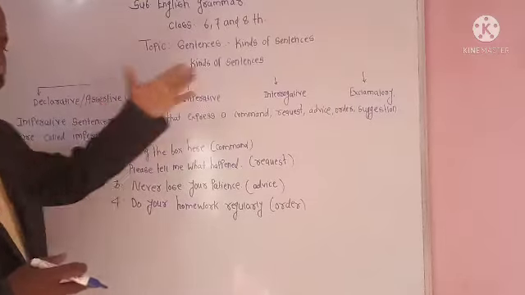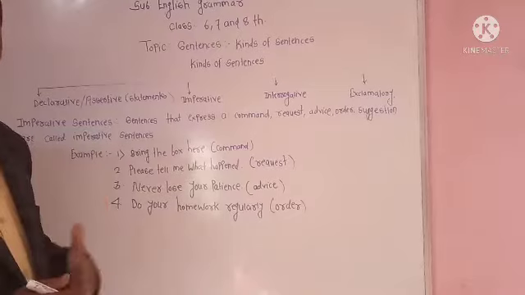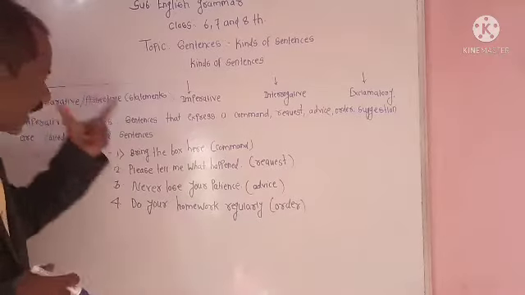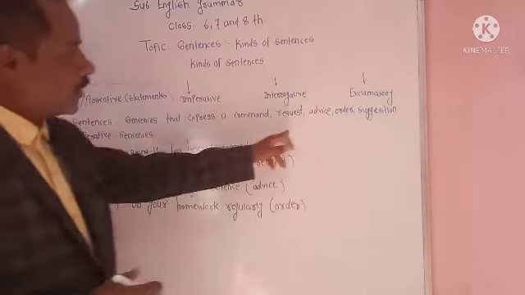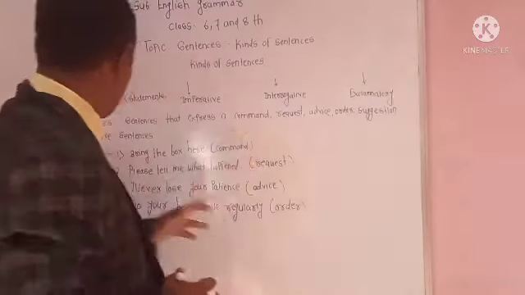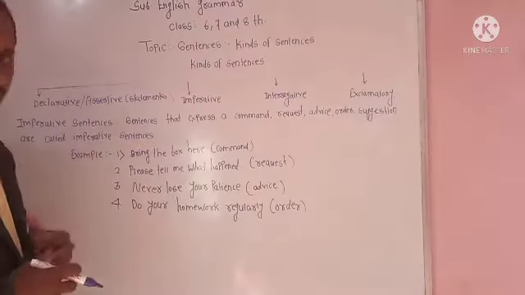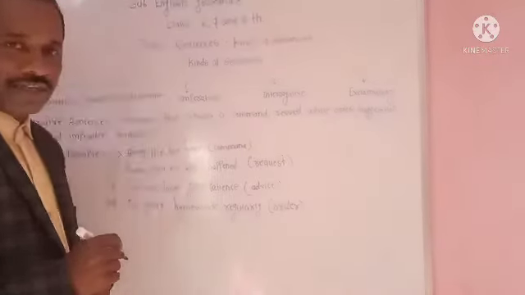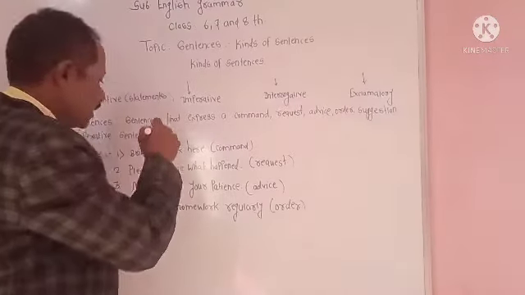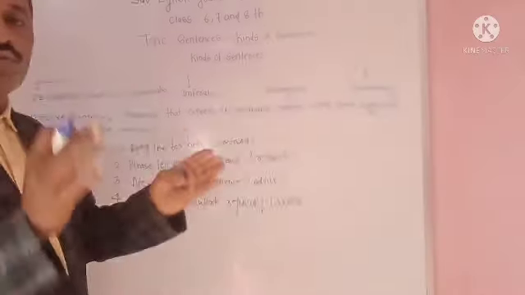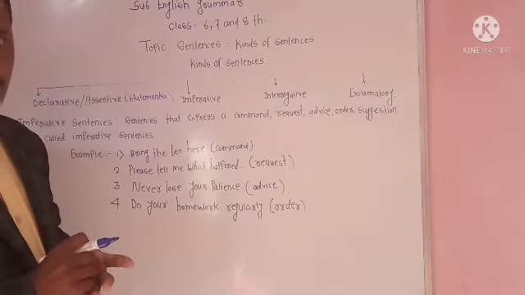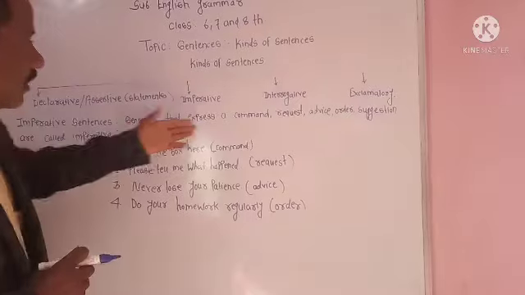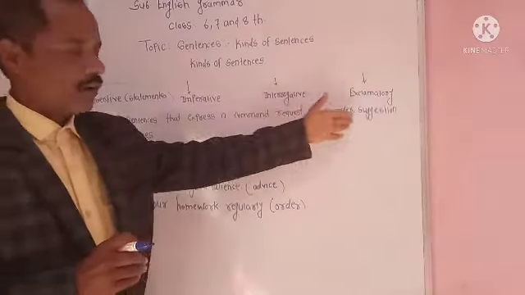Then what is meant by an imperative sentence? A sentence that expresses a command, request, advice, order or suggestion is called an imperative sentence. Then how can we identify an imperative sentence? An imperative sentence always begins with the root form of the verb, and it expresses a command, request, advice or order.